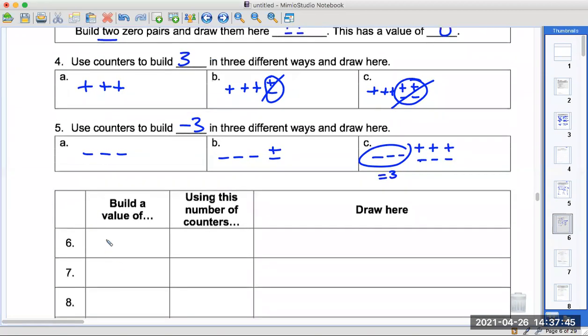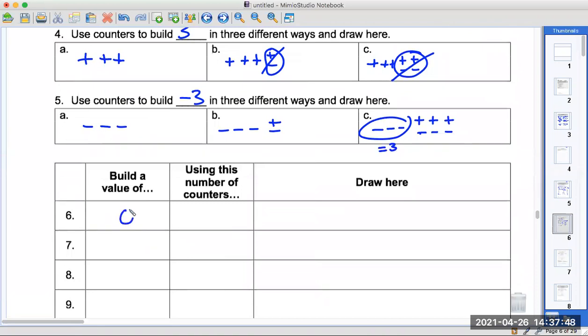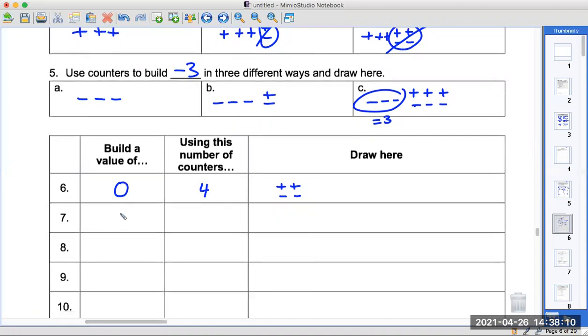Now let's try to build a value of 0 using 4 counters. I made up these numbers, okay? So I need 4 counters and I want to have an answer of 0. 1, 2, 3, 4. This is a value of 0 using 4 counters, correct? Build a value of 0 using 8 counters. Try it yourself. 1, 2, 3, 4, 5, 6, 7, 8. It's a value of 0, all zero pairs.